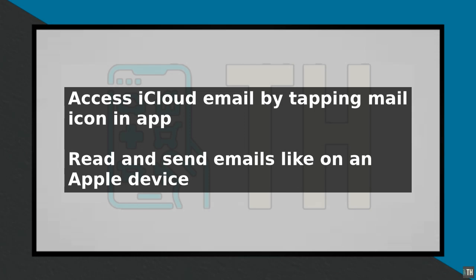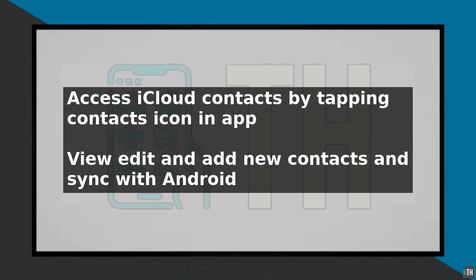To access your iCloud contacts, tap on the contacts icon in the iCloud app. You can then view, edit, and add new contacts. You can also sync your iCloud contacts with your Android Contacts app, so you can access them from anywhere.